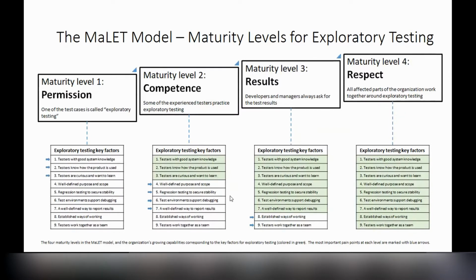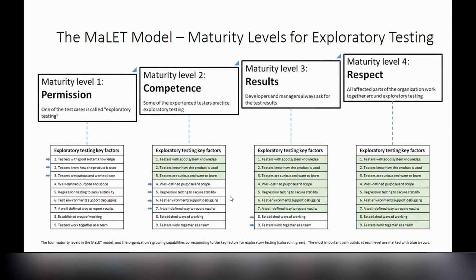The developers and managers now always ask for the test results. So then you have a lot of benefit from exploratory testing, but you still have things to do in order to have really efficient and effective exploratory testing. And that is that you should have the team of exploratory testers working better together as a team instead of just working as lone wolves.